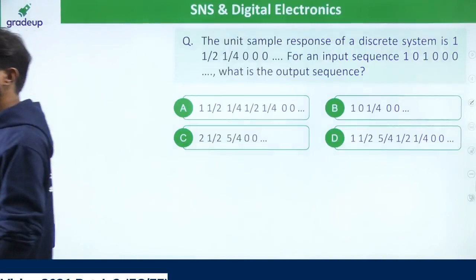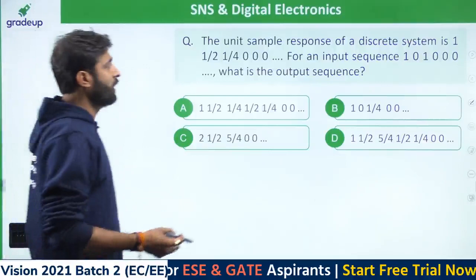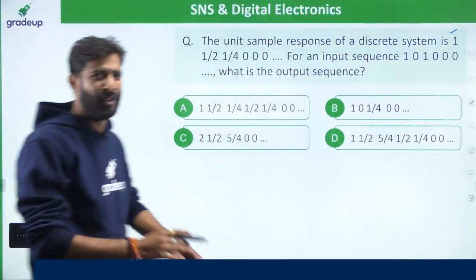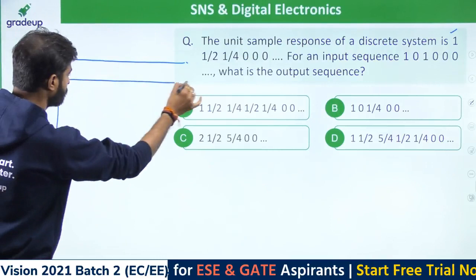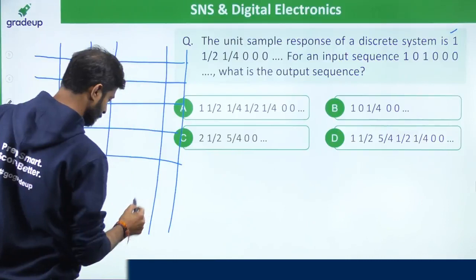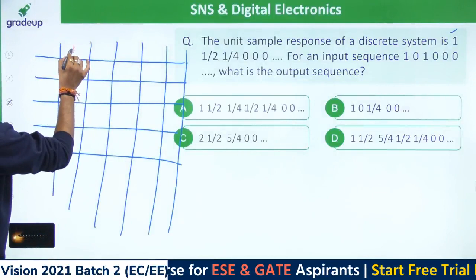To solve this question, you should always remember that whenever no arrow is present in the function, it means the first sample is present at n equal to 0. So forget about that. Just remember always the tabulation method for the discrete case system. Infinite time we have to write it. The first sample, if you write, is 1, half, 1/4, 0, 0, 0, and so on. Infinite zeros are present, right?